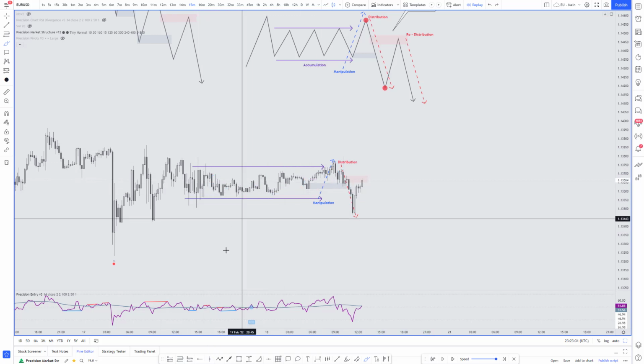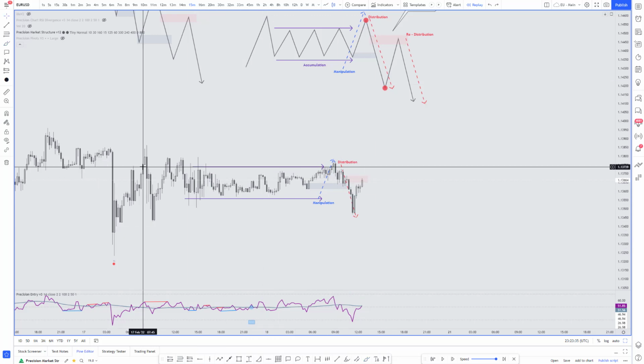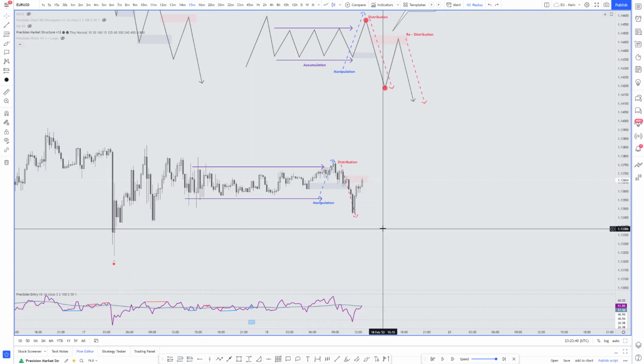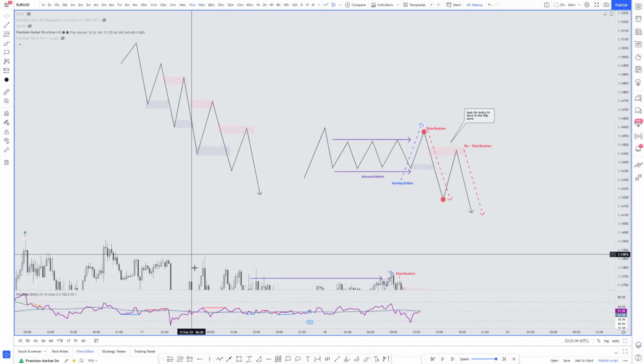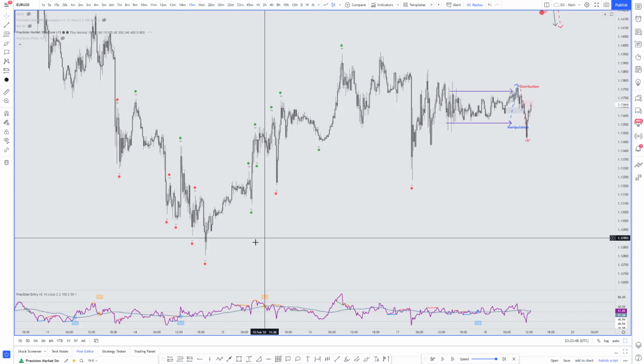Now, why are we looking to go down? This is where market structure comes into play, and you start formulating an idea. Traditional market structure is basically either trending up or down.